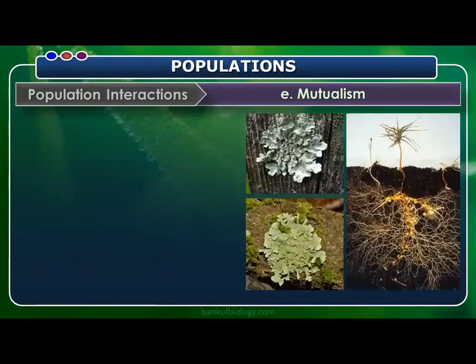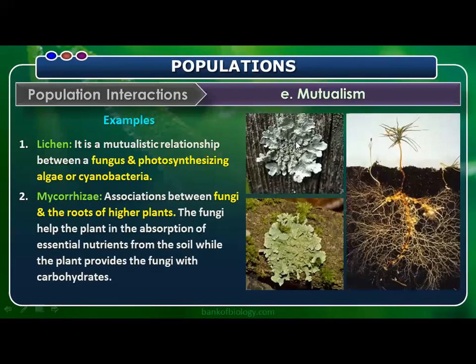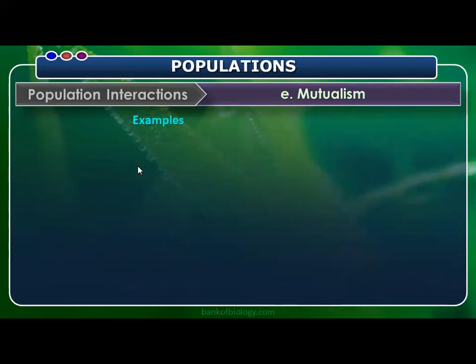So finally, we are going to mutualism here. Examples are very important. Lichens, we usually say, is a mutualistic relationship between a fungus and photosynthesizing algae or cyanobacteria. So you can see on the screen, they grow on the trees. Mycorrhizae is an association between fungi and the roots of higher plants. The fungi help the plant in the absorption of essential nutrients from the soil, while the plant provides the fungi with carbohydrates. Both are benefited. We call it mutualism. In lichens also, there is an algal partner and a fungal partner, so they both get benefited.